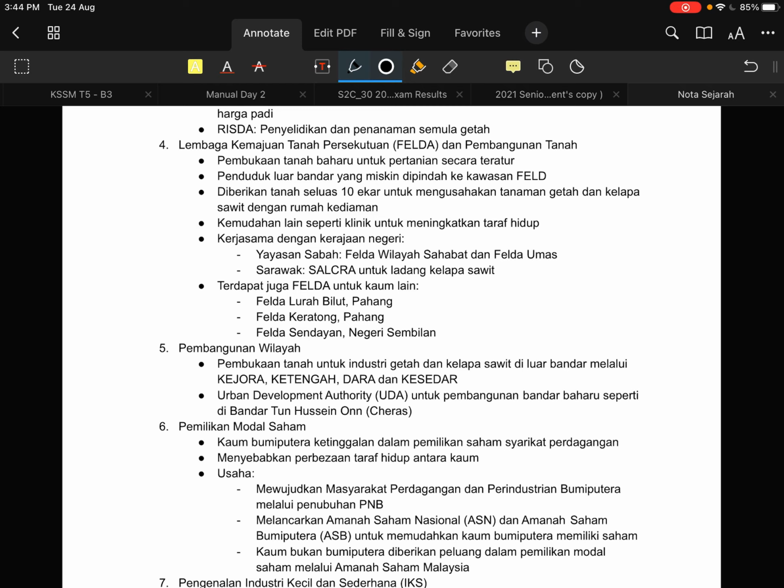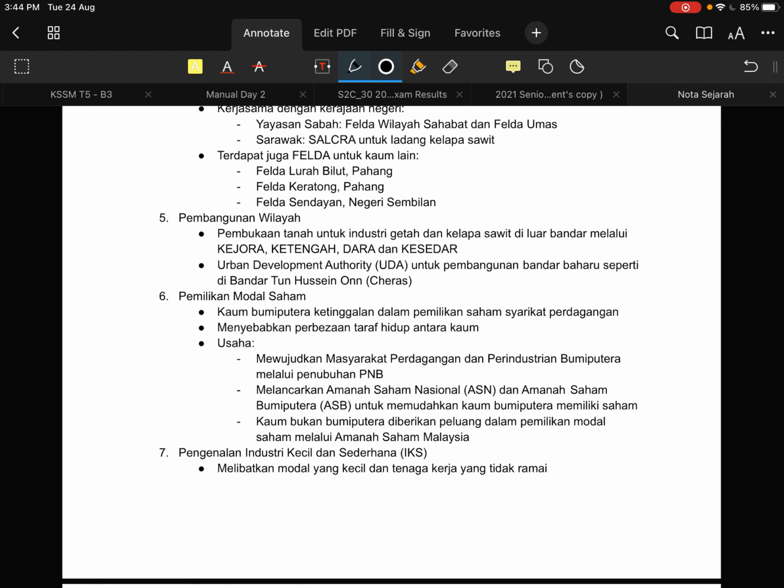And then FELDA is mainly for Bumiputera, but there is also FELDA for other races. Like FELDA Lurah Bilut, FELDA Keratong, and FELDA Sendayan. So Lurah Bilut and Keratong are in Pahang, while Sendayan is in N9. I call Negeri Sembilan N9, by the way.